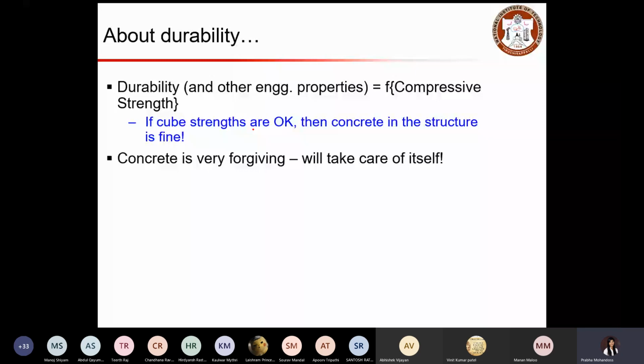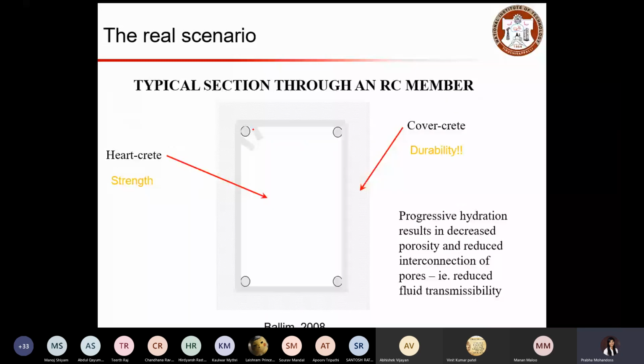So this represents the real scenario, especially when you have a reinforced concrete member. You have a concrete structure and you have your covercrete here, which basically governs the durability performance. I will tell you why covercrete governs the durability performance in the coming slide, right? And you have your inner core concrete, called hotcrete, which governs the strength of the concrete or the reinforced concrete member.